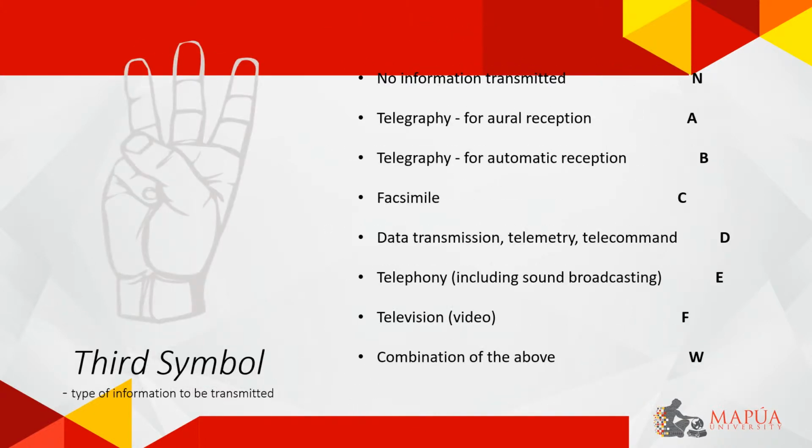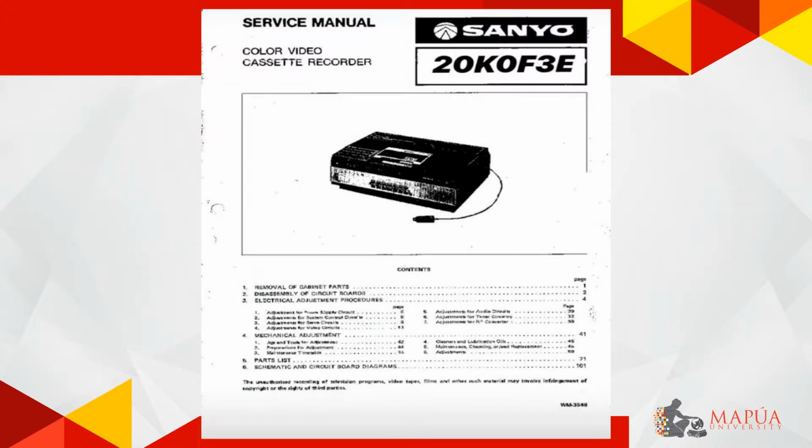Third symbol. N means no information transmitted. A, telegraphy for oral reception. B, telegraphy for automatic reception. C, facsimile. D, data transmission, telemetry, and telecommand. E, telephony including sound broadcasting. F, television or video. W, combination of the above.